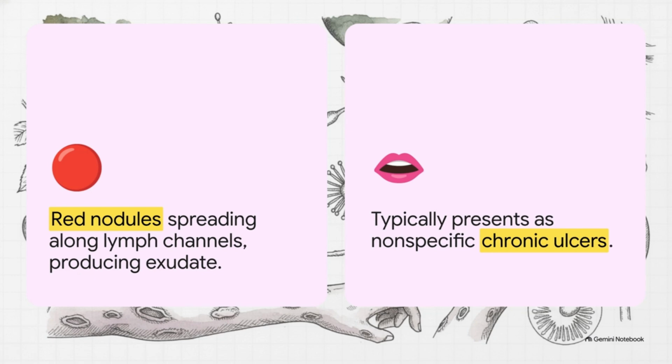But intraorally, it manifests completely differently. In the mouth, it typically presents simply as non-specific chronic ulcers. There's no obvious lymphatic tracking in the oral cavity to tip you off. It just sits there on the mucosa or palate as a solitary indurated ulcer that absolutely refuses to heal. This stark contrast is exactly why it is such a tricky condition to diagnose from just an intraoral exam alone.